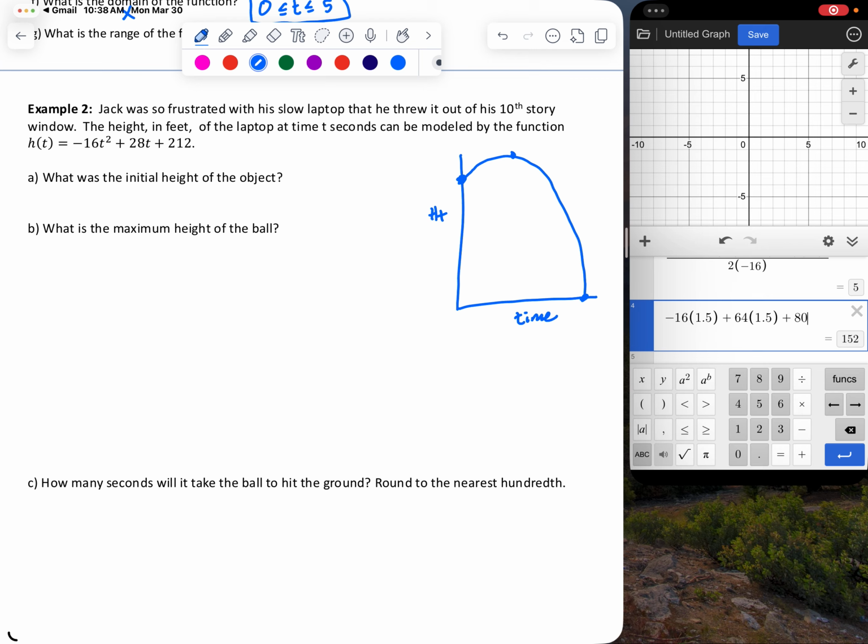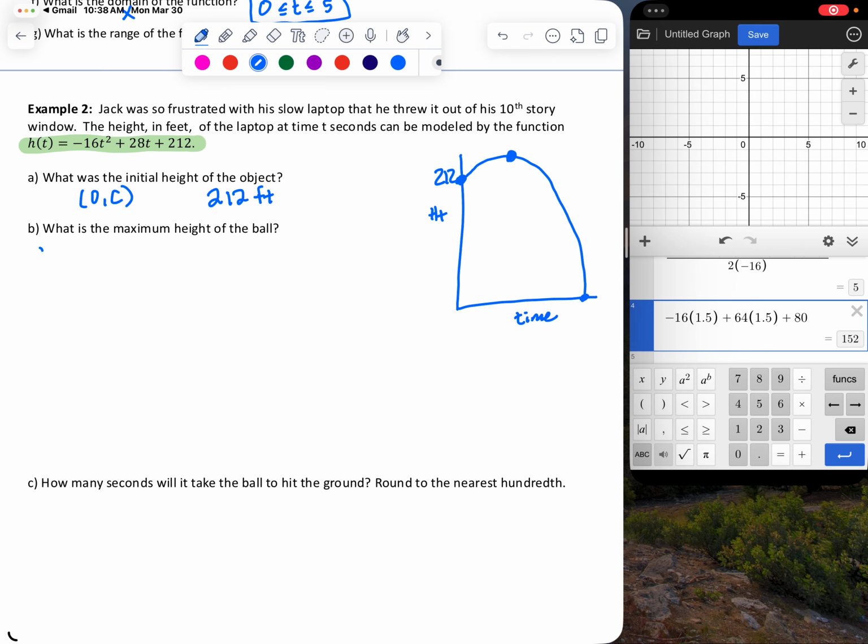So again, we're concerned about where it started, what was the maximum height, how long did it take to hit the ground. So remember, the initial height comes from the y-intercept or the point 0, c. So all you do is you look at your a, b, and c. So our formula is negative 16t squared plus 28t plus 212. So our initial height was 212 feet. So I'm going to put that right there, 212. Okay. What was the maximum height of the ball?